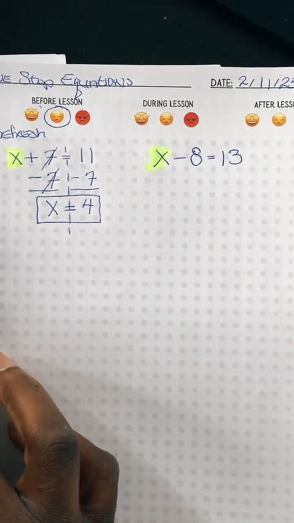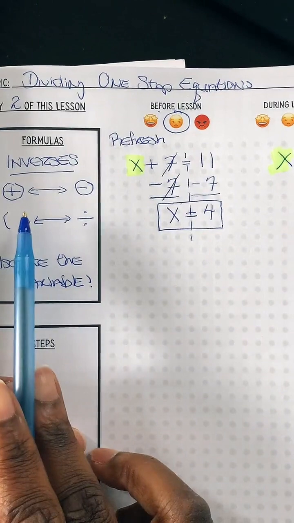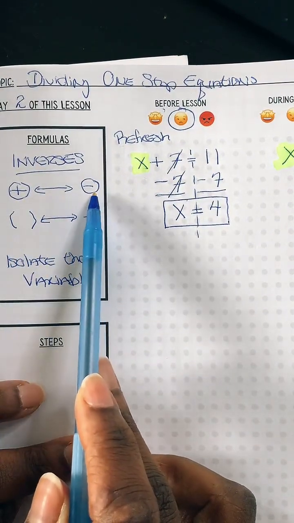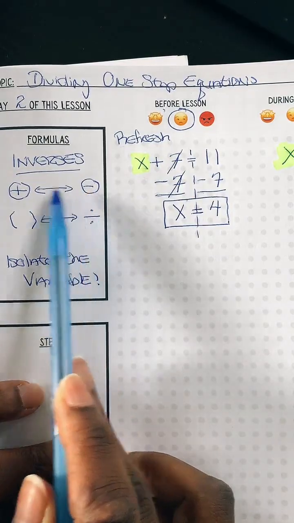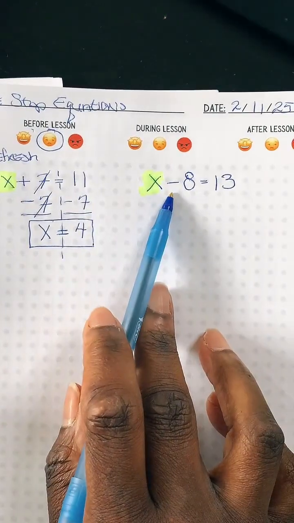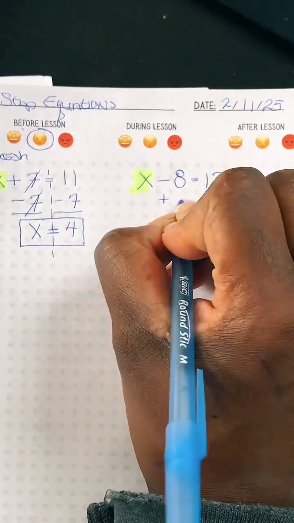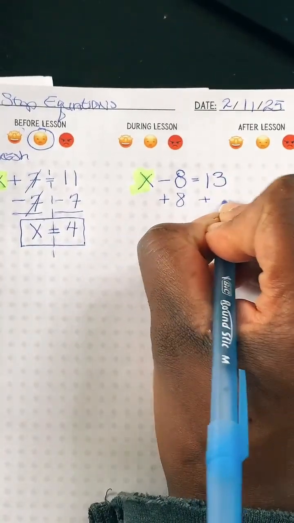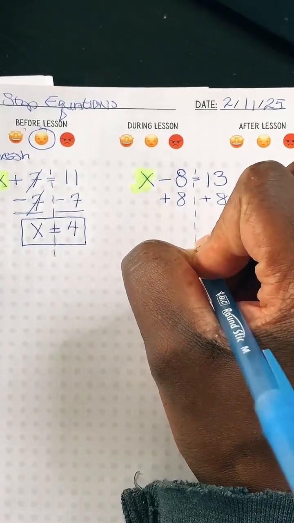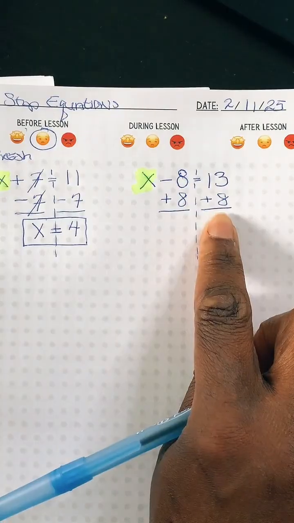So if we look at our inverses, let me slide over. When I'm looking at my inverse, we're saying the inverse of plus is minus, as well as the inverse of minus is plus. So in order for me to get rid of this 8, I need to add the 8 to both sides. Because whatever I do on one side of the equal sign, it's almost like a little barrier, I have to do onto the other side.